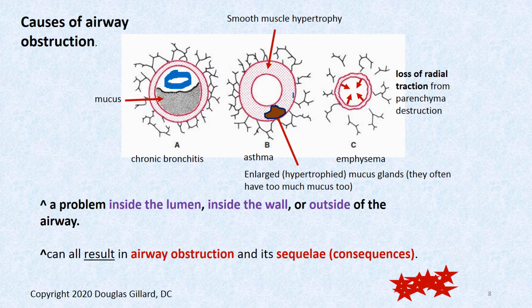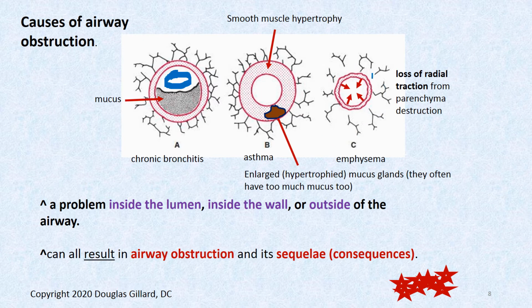Now, how about an example of something inside the wall itself? How about an enlarged mucus gland? And we see that in asthma. Asthmatics have very large mucus glands because they keep having attacks of asthma, and the glands keep working out. And if you work out, you're going to become hypertrophied, and they can start to narrow the lumen down because they're so big.